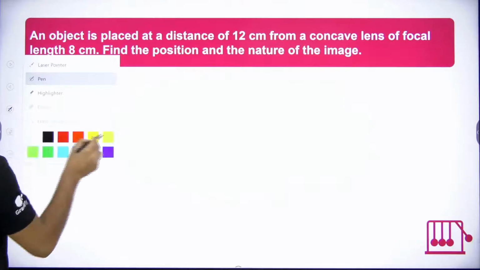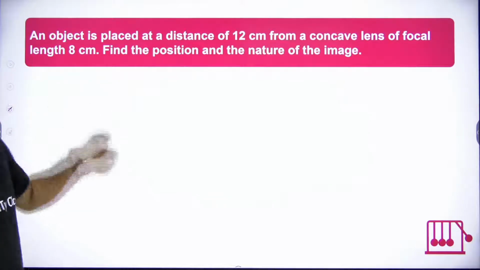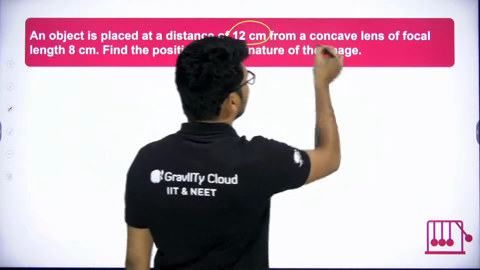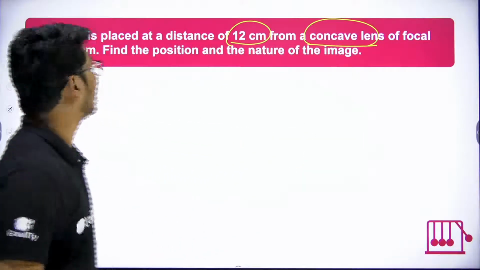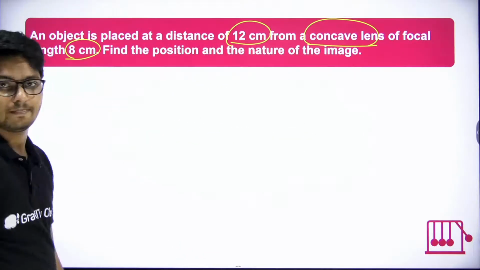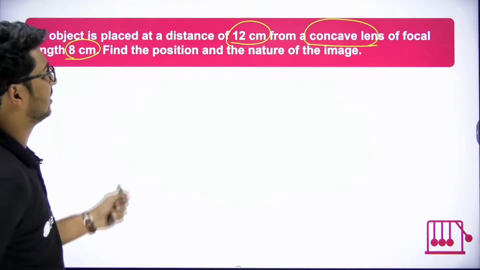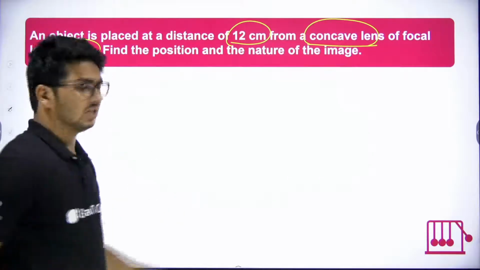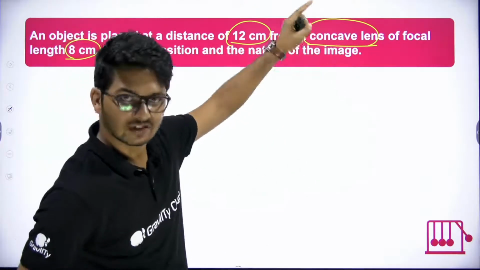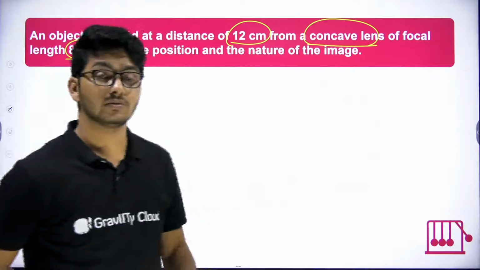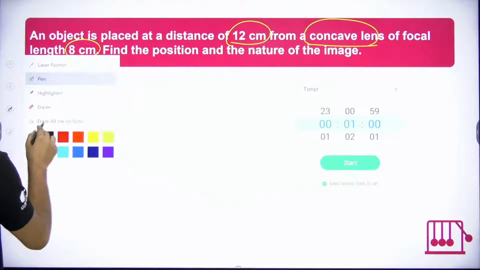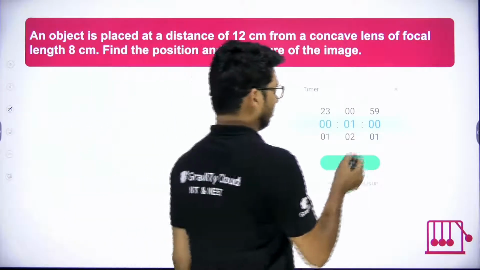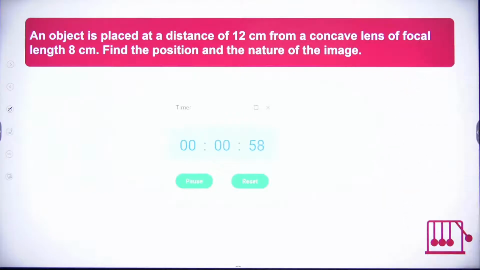Next. Here, an object is placed at a distance of 12 centimeter from a concave lens. Now we are using which lens here? We are using concave lens of focal length 8 centimeter. Find the position and the nature of image. Similar question, the only thing is the lens has changed. Previous question it was convex, now we have concave. I'll again give you 1 minute of time to solve it. The method will be similar. You only have to be careful about the sign.